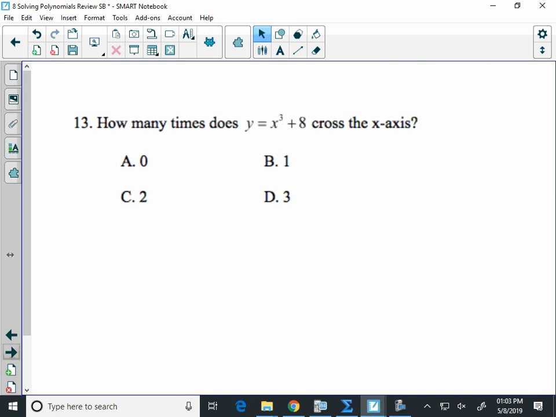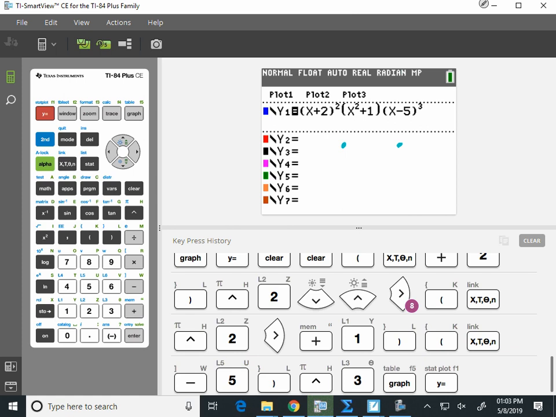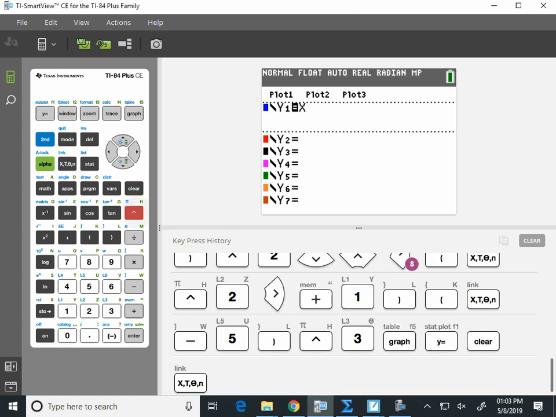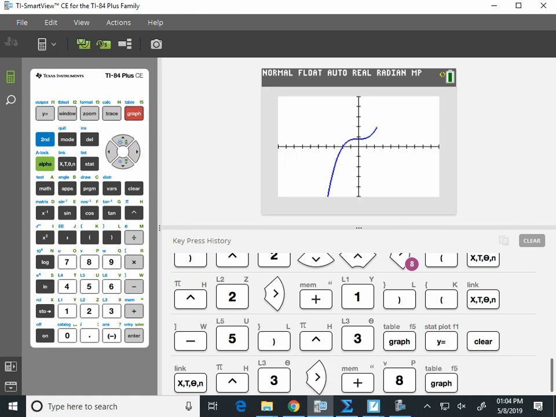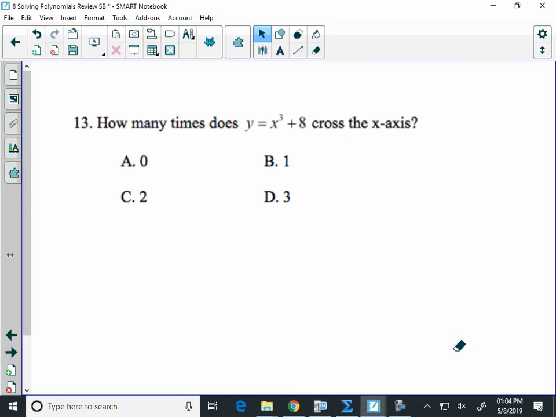Number 13. 13 is the same exact type of question. It says, how many times does x cubed plus 8 cross the x-axis? Well, just use your calculator. Go to your calculator, go to y equals, and plug it in. Plug in x cubed plus 8. As you can see, it touches the x-axis 1 time. Therefore, it has 1 x-intercept. So our answer is B.